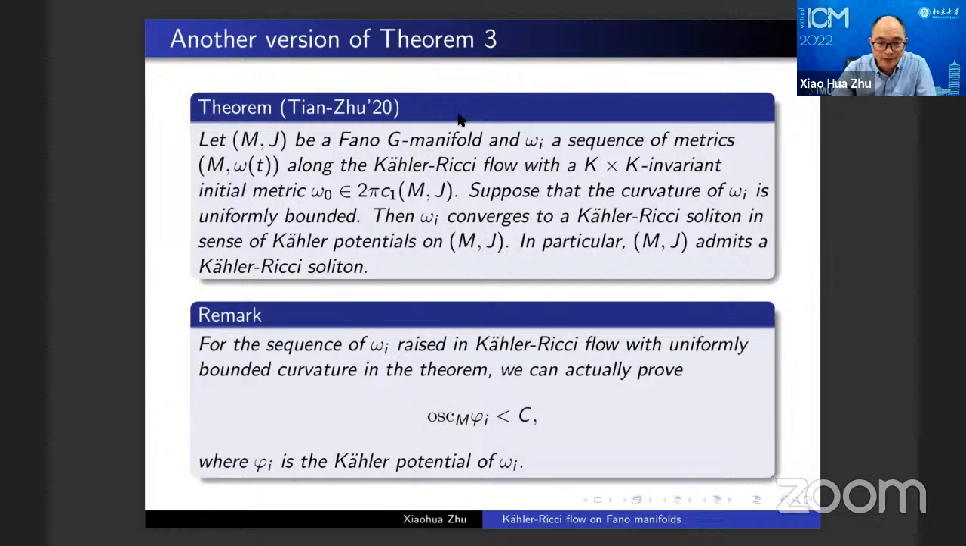We can show if the sequence from Kähler-Ricci flow, with K times K invariant, and suppose the curvature is uniformly bounded, we actually can show omega_i will converge to a Kähler-Ricci soliton in the sense of Kähler potential. So in particular, with bounded curvature, we can prove the original G manifold should have a Kähler-Ricci soliton. In this proof, we actually can bound the oscillation of the Kähler potential phi_i, where phi_i is the Kähler potential for the sequence omega_i. We show this using a modified Ding functional from the Kähler-Ricci flow.